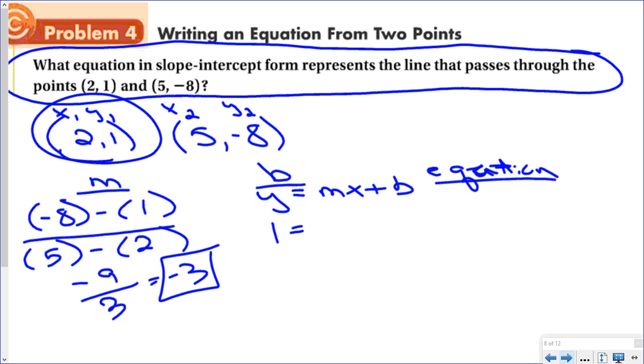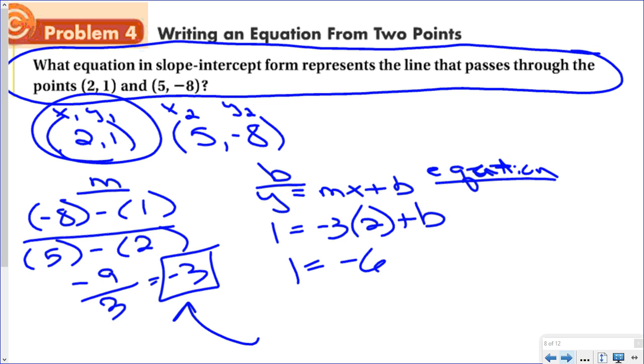Your m value is negative 3. We found that out from right here. Your x value is 2, and we're solving for b. Multiply first by taking negative 3 times 2, which is negative 6, plus b. Add 6 to both sides. That would give you 7. Sorry, 7 equals b. And then your final answer would be y equals negative 3x plus 7.